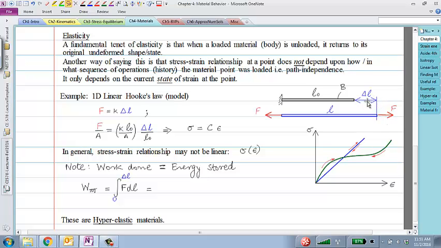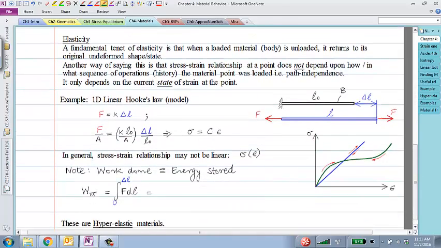Now, Hooke's model would say that force is proportional to change in length by some factor. If I divide through by the area of cross section and L naught on top and bottom here, then I get this relationship that stress is equal to some constant times strain. What is that constant?